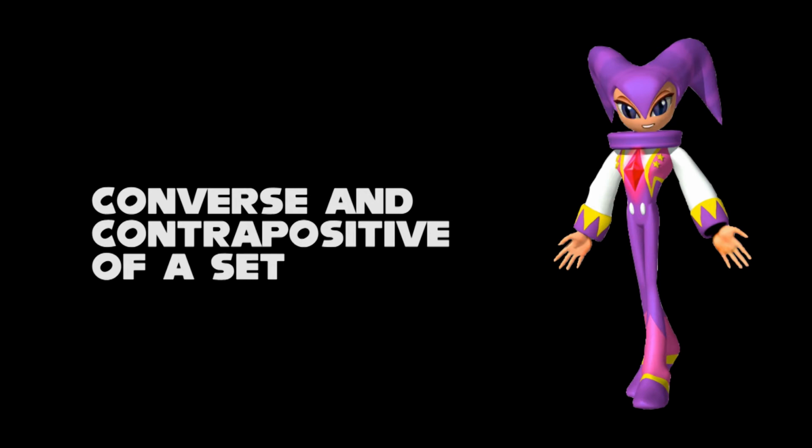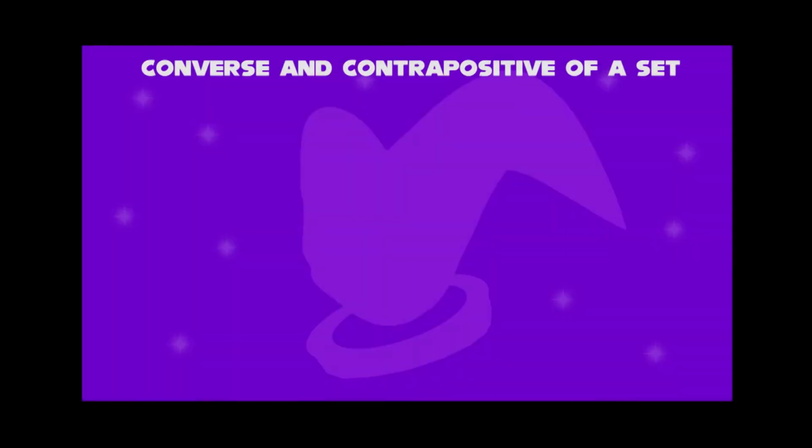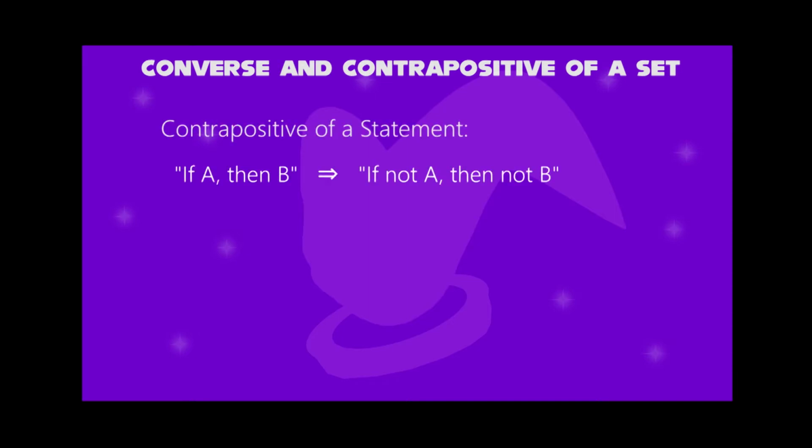Hello, I'm Officer Nights2. We will learn about converse and contrapositive of a set. This video is not so long, using if and then statements. Firstly, we'll tell you about the contrapositive of a statement, if A, then B. The contrapositive becomes if not A, then not B.